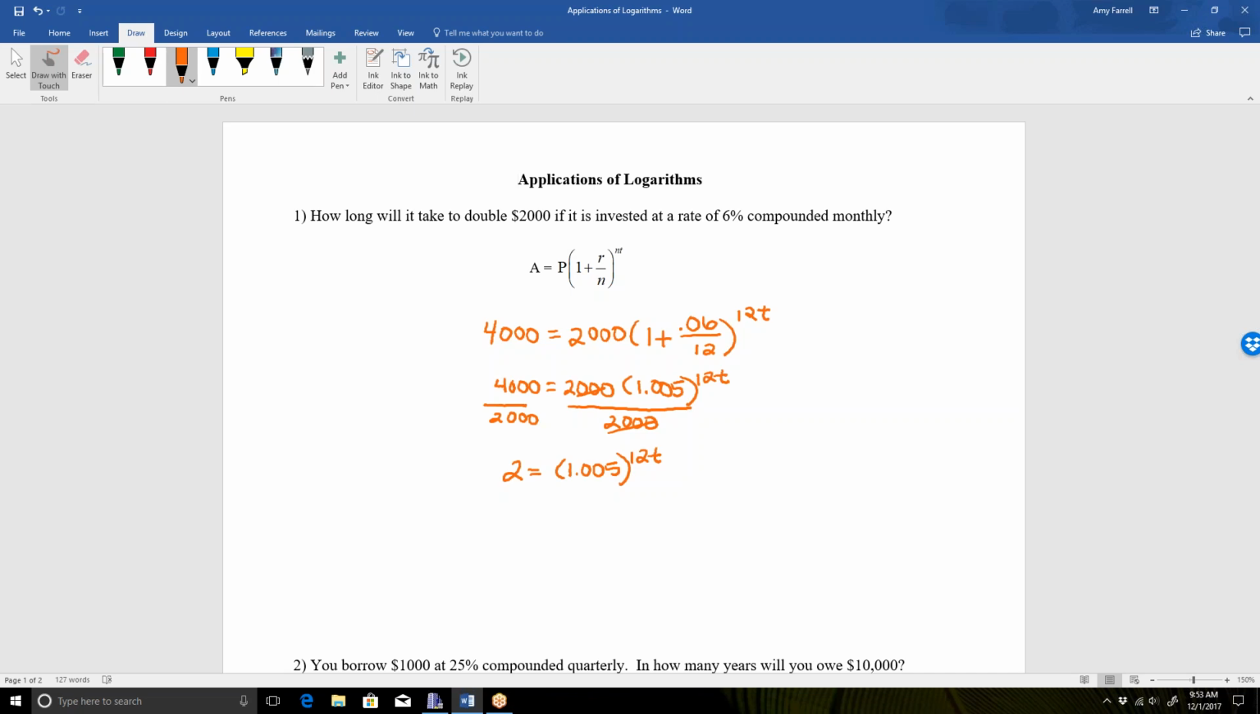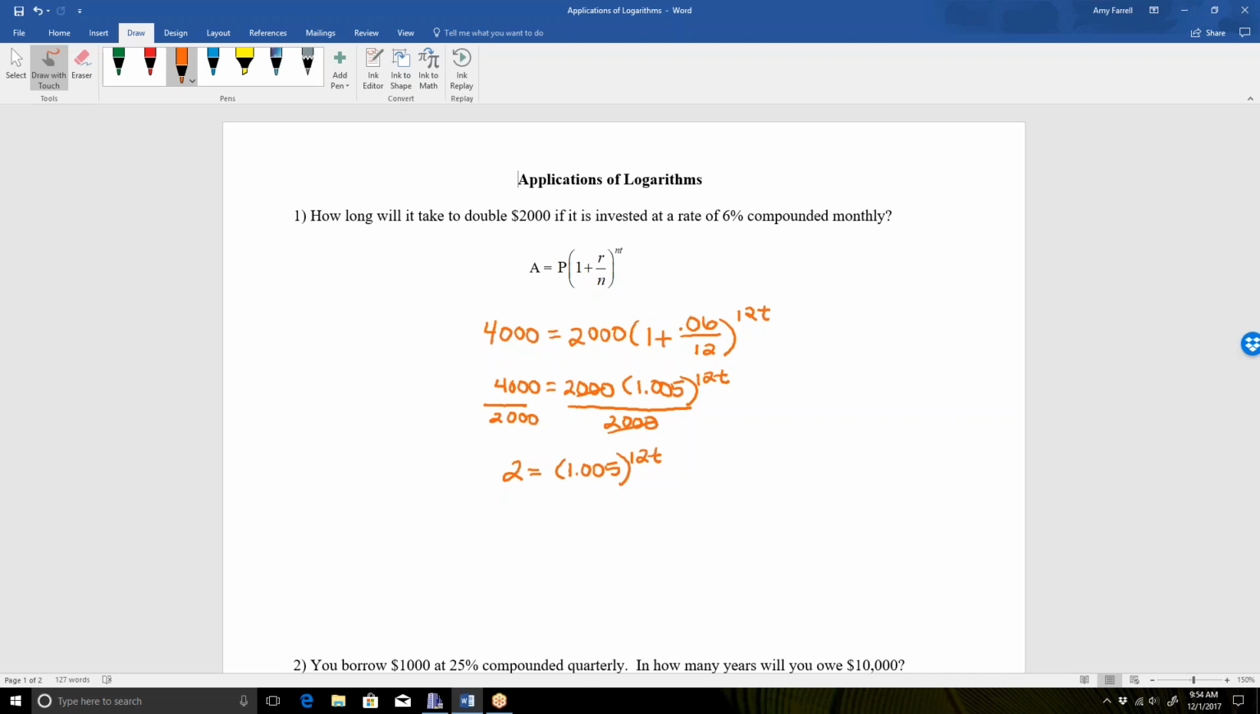Now, to solve this, I need to use logarithms. I'm going to take the log of both sides. That's kind of how we'd say it. Take the log of both sides. And I'm going to pick a base of e. So I'm going to use the natural log.